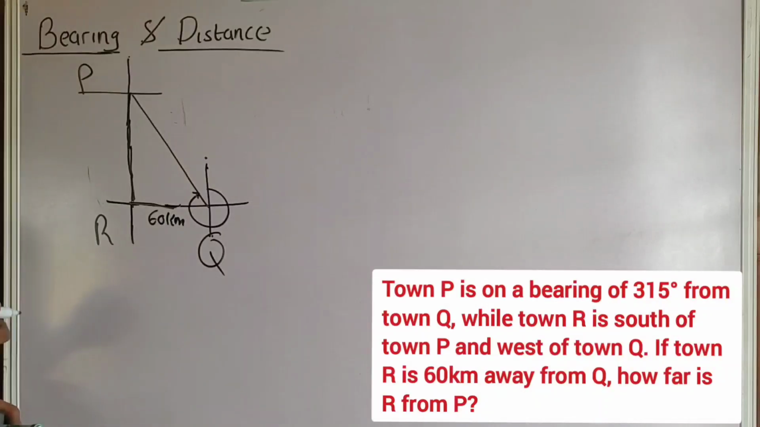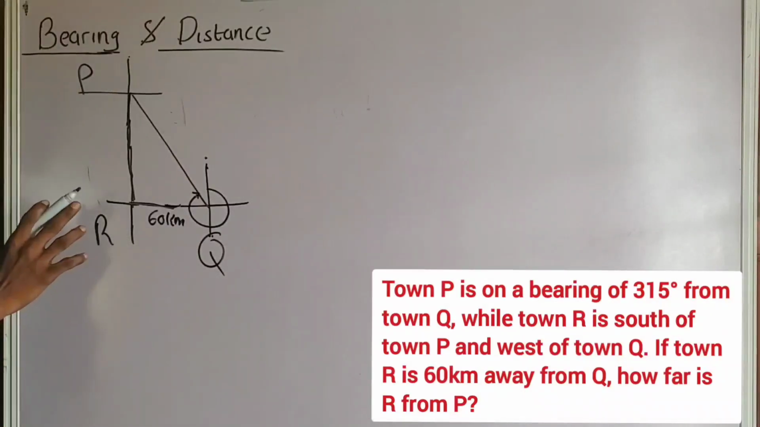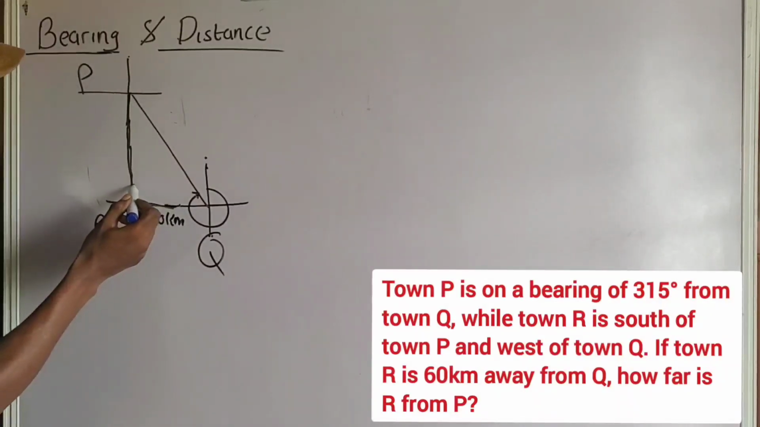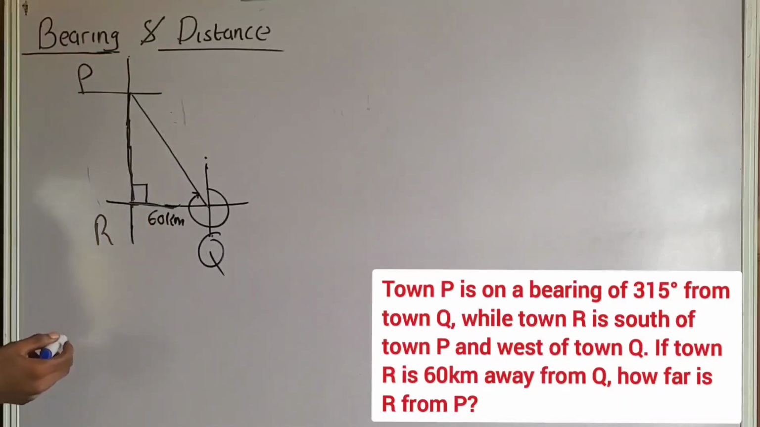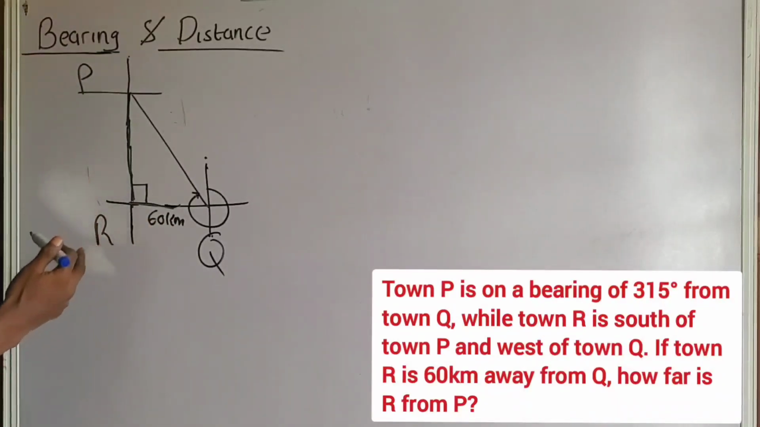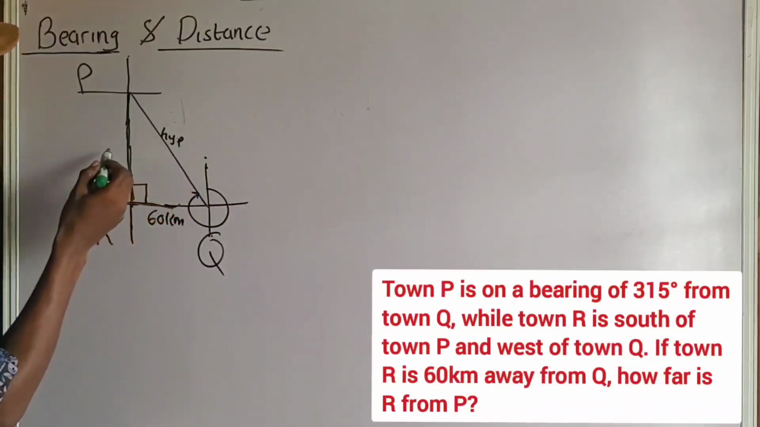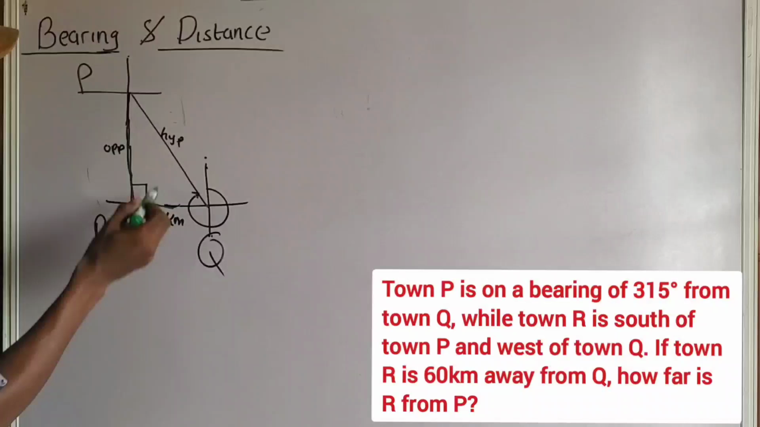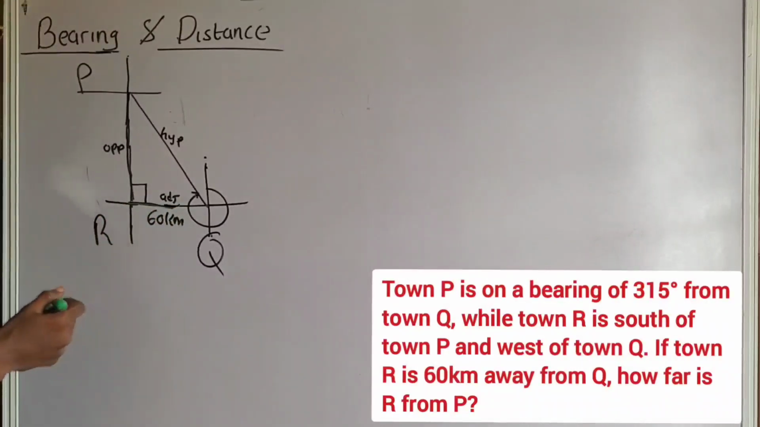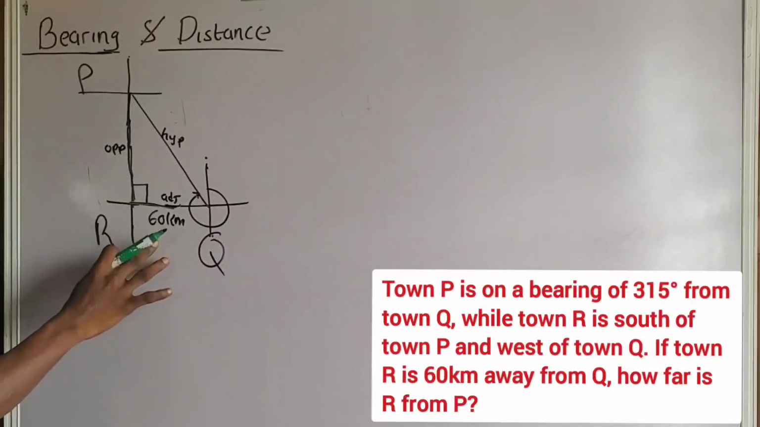Now listen to me carefully. We have already interpreted the diagram. This angle that you see here is what? 90 degrees. What kind of triangle are we going to have? We are having a right angle triangle, right? So this is the hypotenuse. This is the opposite. Are you getting it? And this is the adjacent. We are looking for the opposite. We've been given the adjacent.